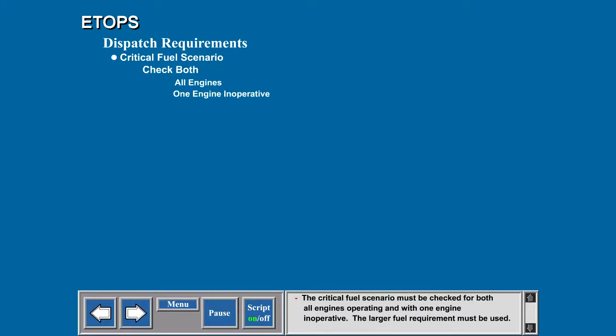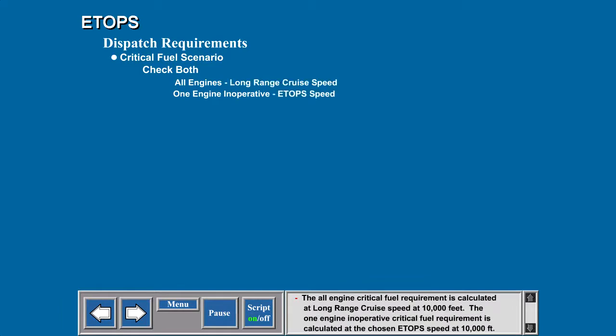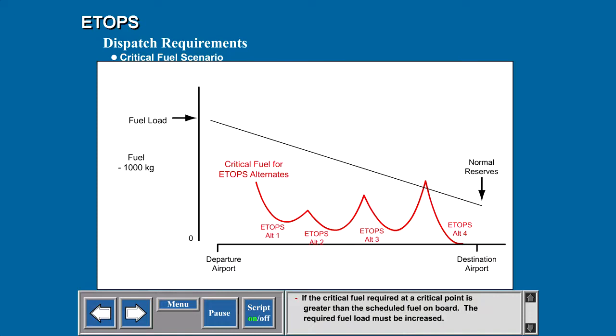The critical fuel scenario must be checked for both all engines operating and with one engine inoperative. The larger fuel requirement must be used. The all-engine critical fuel requirement is calculated at long-range cruise speed at 10,000 feet. The one-engine inoperative critical fuel requirement is calculated at the chosen ETOPS speed at 10,000 feet. If the critical fuel required at a critical point is greater than the scheduled fuel on board, the required fuel load must be increased.